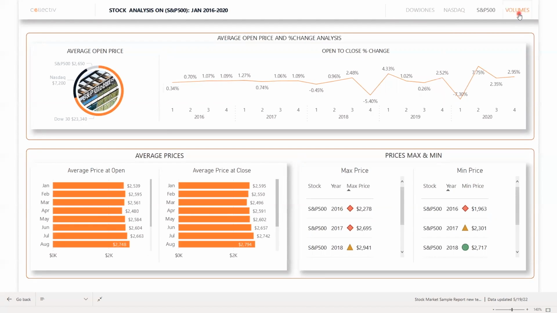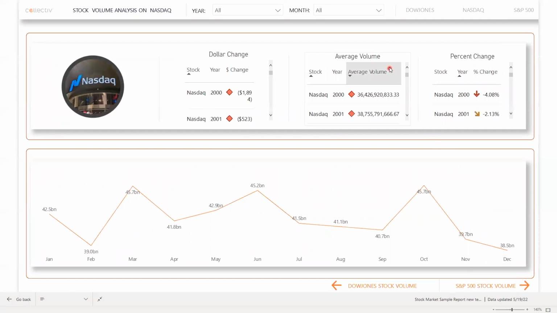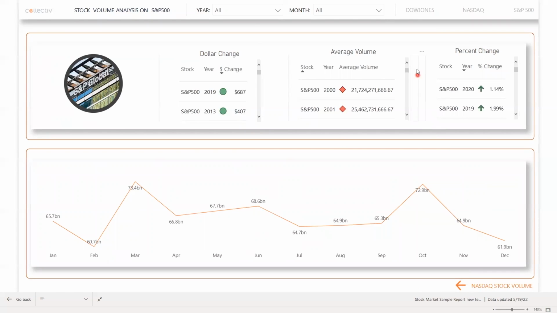Let's go ahead and move on to the volume page. On this page, there is a visual representation of dollar change and a breakdown of average volume and percentage change. There is also a visual based on the trend throughout the year. We have a similar representation on NASDAQ stock volume and also S&P 500 stock volume.